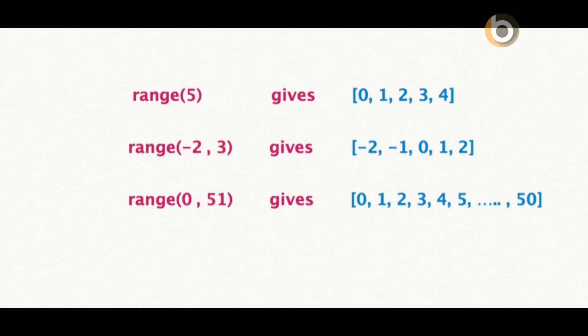Always remember that in range function, upper limit is not included. One less than the upper limit is included. So, in the second example where we specified -2 to 3, it means that start from -2 and end at one less than the upper limit, that is 2. In the third example, we again gave 2 arguments from 0 to 51. So it generated a list starting from 0 and ending at 50, not including the upper limit.